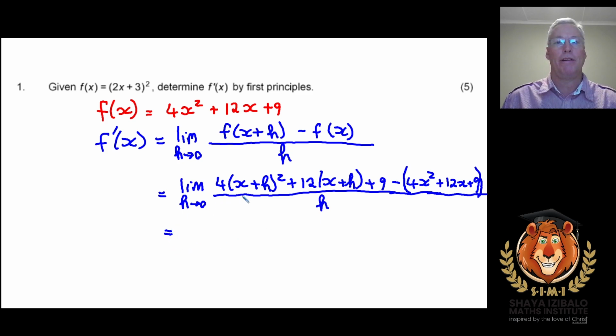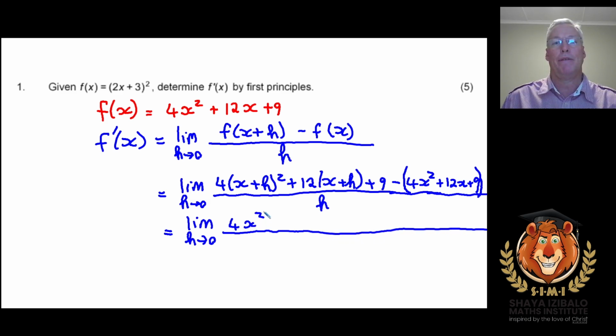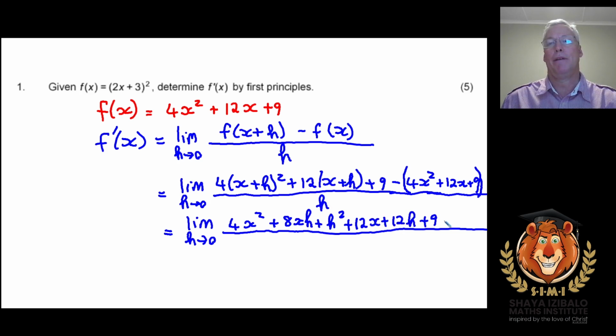But I'm going to do this reasonably quickly, because we know how to square a binomial. We know that when we square x plus h, we're going to get x squared. I'm going to multiply all these things through by 4 as I go. So this is going to be 4x squared plus 2xh times 4, 8xh, plus h squared, plus 12x, plus 12h, plus 9, minus 4x squared, minus 12x, and watching that minus 9 there.